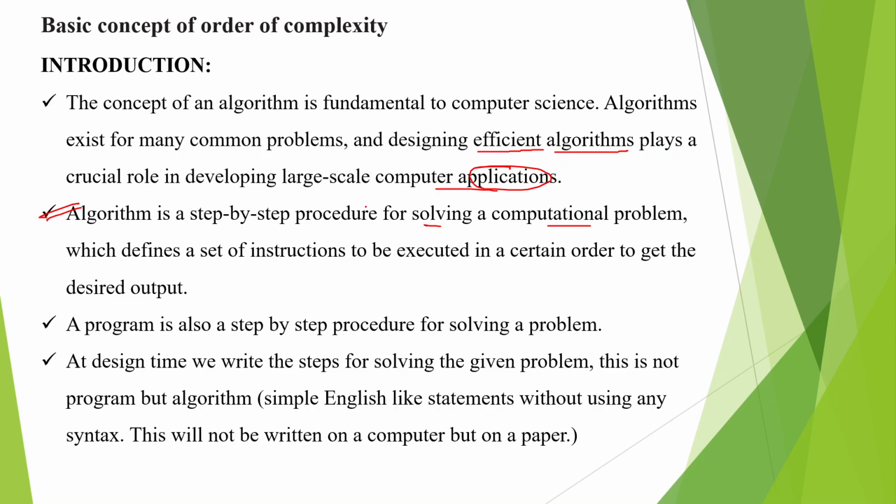Okay, so it is nothing but a set of instructions to be executed, because we write programs, and those program instructions only we will put in the form of an algorithm. When that algorithm is converted into a computer program, how does it look? That program will have a set of instructions to be executed in a certain order, to get the desired output.